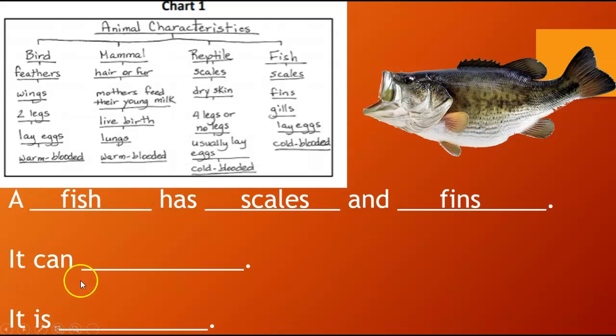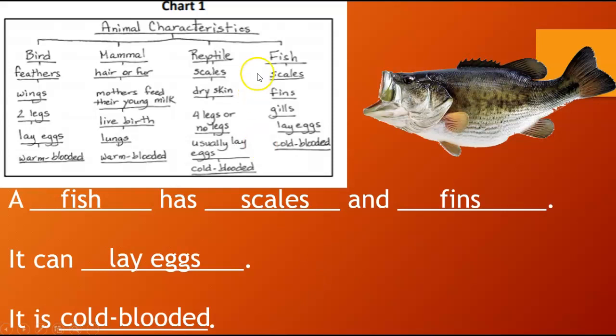Now, it can. You could write, it can lay eggs. That's what I wrote down. You could write, it can swim, because we know that fish can swim. And then down here, it is cold-blooded is what I wrote. Or you could have wrote, it is a fish, because we know it's a fish. And that is also on the chart here.